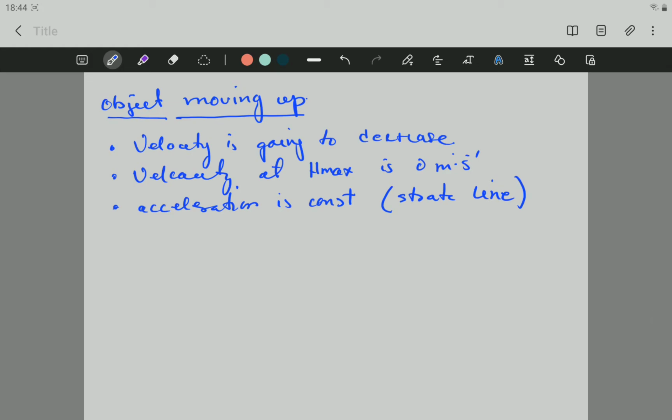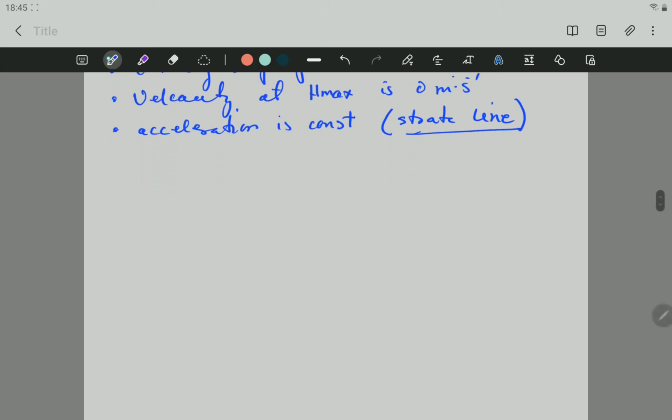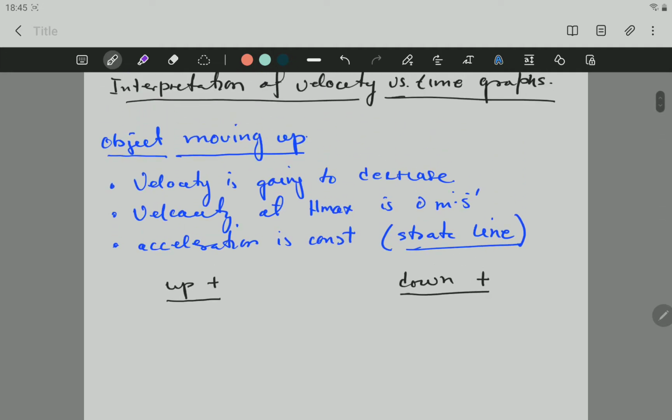velocity versus time. First of all, the velocity is always going to decrease. Velocity at the maximum height is always 0 and the acceleration is constant, and therefore the graph will be a straight line. Okay, so let's take two considerations. One of them, taking up as positive, and the other one taking down as positive. So what will the difference be? The object is being thrown up, is moving up.